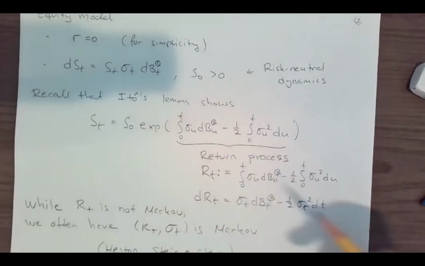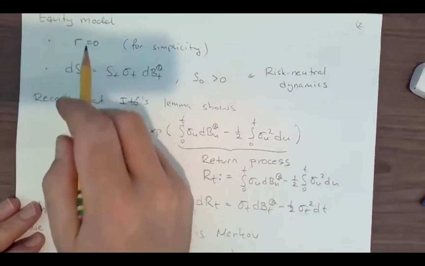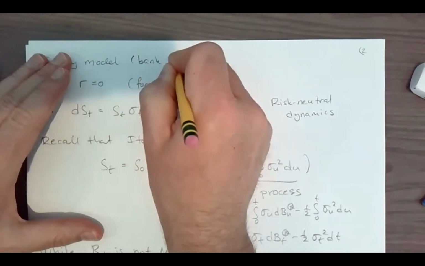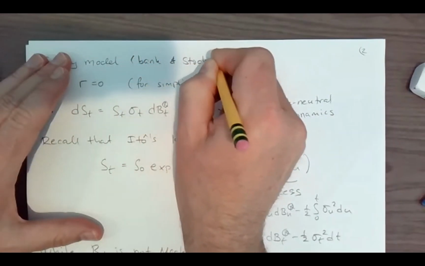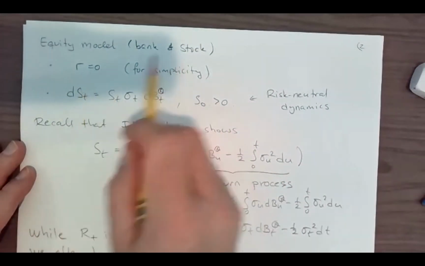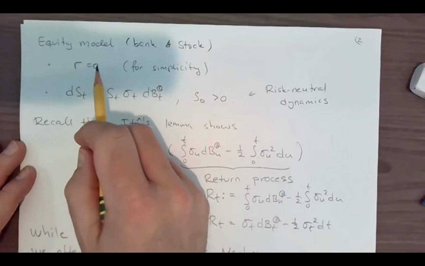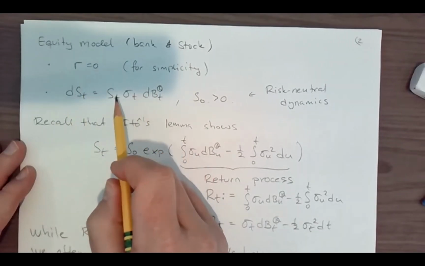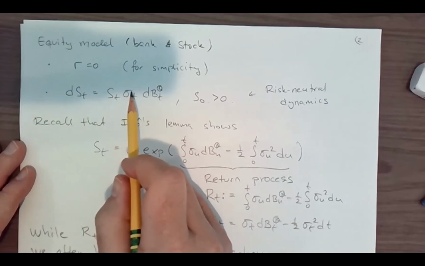So you can see the way that it's written down here. Our equity model has two securities, right? There's a bank, and there's a stock. So the bank is very simple. It just has a constant value throughout time. The stock, the only unknown quantity here is this sigma. That's the volatility.